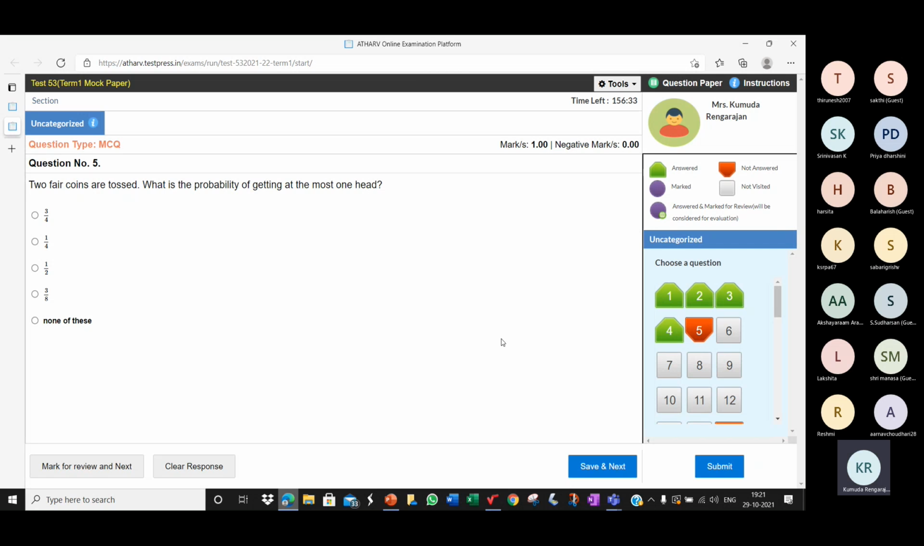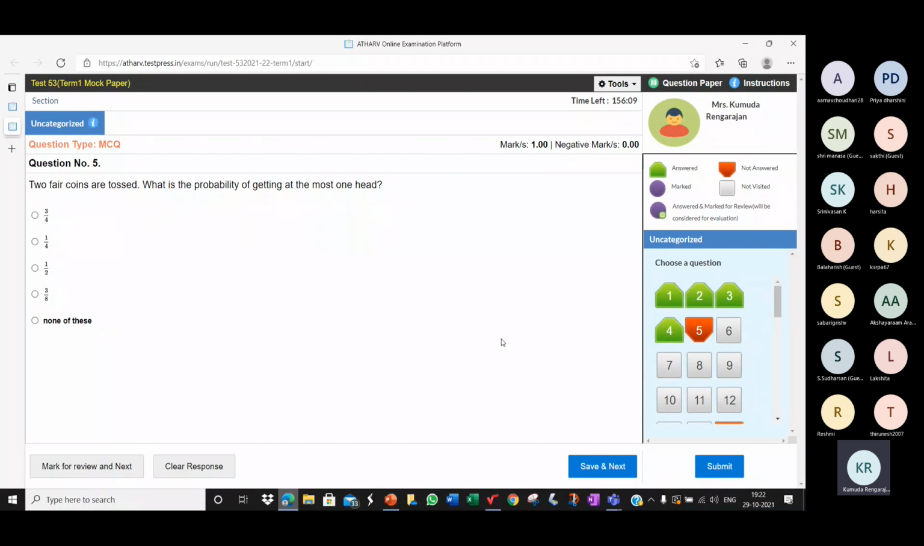At most one head. What do we mean by at most one head? Maximum, one head. No, I'll tell you that later. Tell me the answer for this first. At most one head. What's the answer?